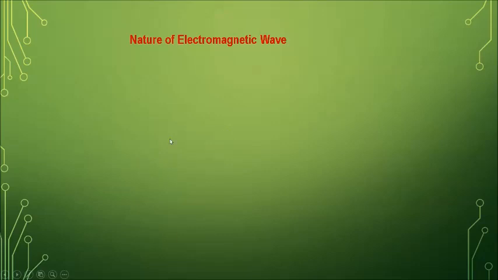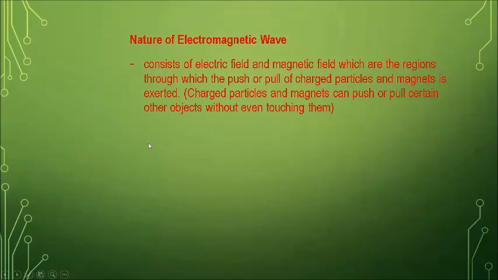Starting with the nature of electromagnetic waves, or simply EM waves. An EM wave consists of an electric field and a magnetic field, which are the regions through which the push or pull of charged particles and magnets is exerted. Last time we discussed interactive forces, contact and non-contact. This push or pull is a kind of force where there's no need for the objects to be in contact with each other. Here, it's the charged particle that we're talking about.